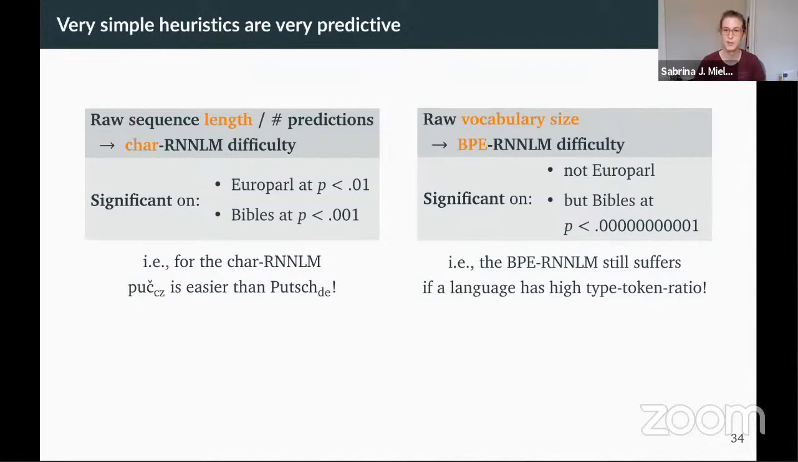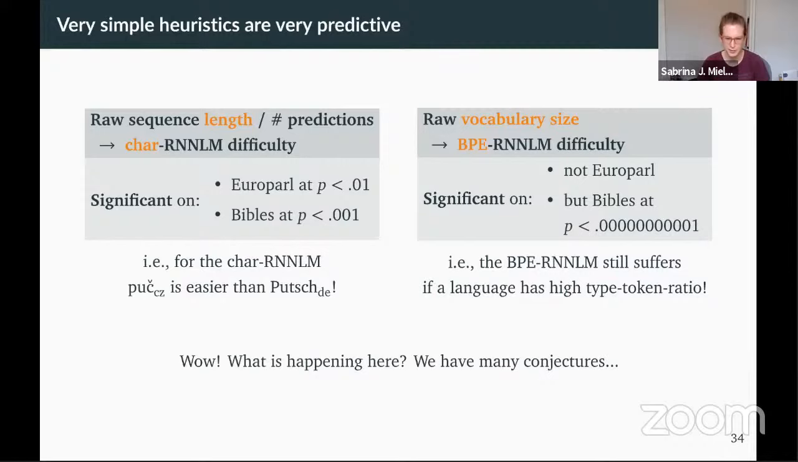BPE-RNNLM's difficulty is also very easily predicted, at least on Bibles, by languages that have a large vocabulary to begin with, or large type token ratio, whatever you want to say. They correlate very strongly. So that I thought was really interesting. I was like, shouldn't BPE take care of that? That is so weird. What is happening here? We have many conjectures I wrote on the slides.